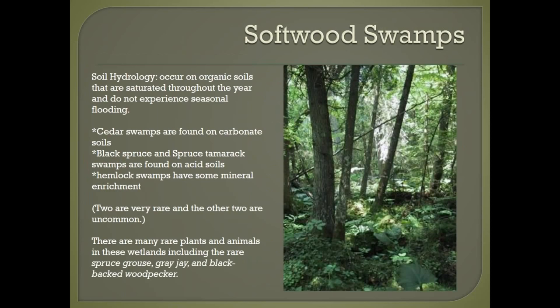We also have softwood swamps, and one example of that in the photograph here is a northern white cedar swamp. These are found on very rich soils, high in calcium, carbonate soils that are calcium-based. We also have black spruce and spruce tamarack swamps, which are found in more acid conditions, and then hemlock swamps are sort of in the middle. Two of these swamps are very rare and the other two are uncommon.